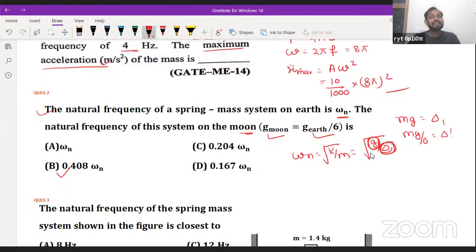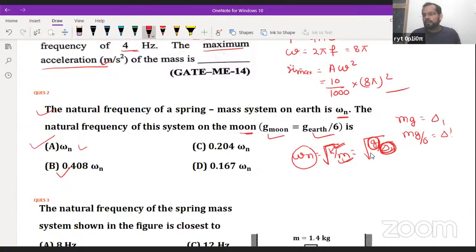So when g changes, delta will also change in the same proportion. That means you will get the same frequency. Otherwise, what is the other approach? As you know, K is the material property, because K is the stiffness of the spring, and it will not change whether you are on Earth, on the moon, or on the sun. In the same way, mass is the quantity of matter. It will also not change on the Earth, on the moon, or on the sun. So if K is not changing and M is not changing, then obviously the natural frequency will not change. Then omega n is the correct answer.